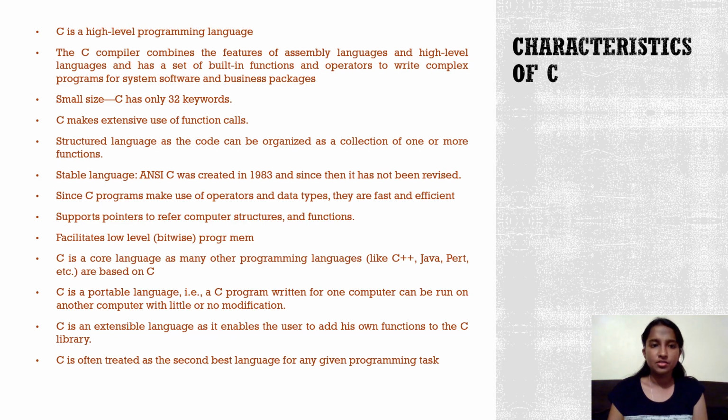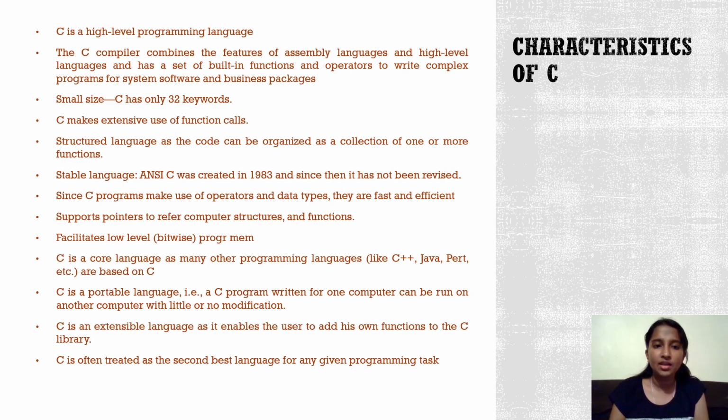So the characteristics of C. C is a high-level programming language. The C compiler combines the features of assembly languages and high-level languages and has a set of built-in functions and operators to write complex programs for system software and business packages. Small size: C has only 32 keywords. C makes extensive use of function calls. Structured language, as the code can be organized as a collection of one or more functions.